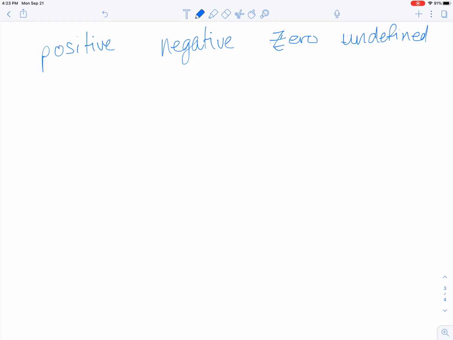A positive slope is going to be going, as you look at it, from the left to the right in an upward direction. Negative is going to go down as you read it left to right. Zero is going to be flat horizontal. And undefined is going to be straight vertical.